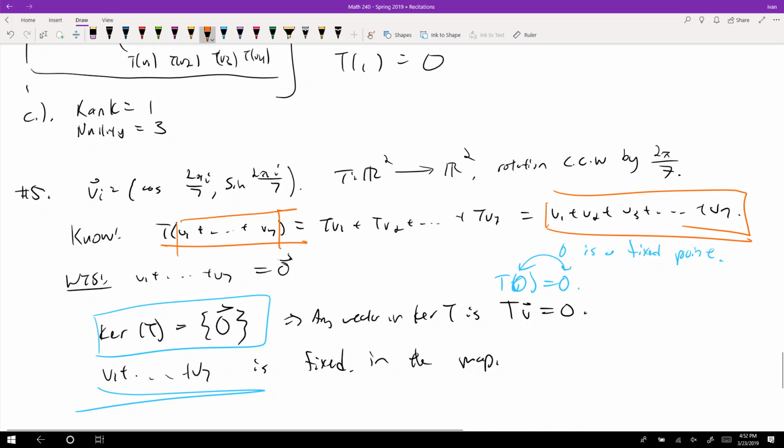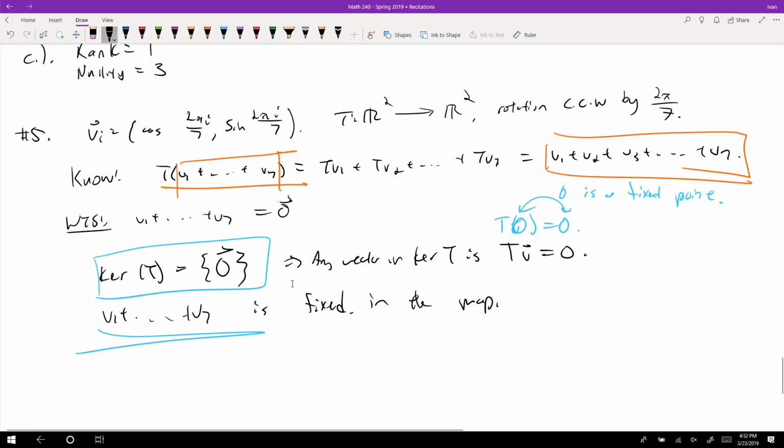The kernel of T is trivial, so 0 is a fixed point. Since v1 plus v7 is a fixed point and 0 is a fixed point, v1 plus v7 is equal to 0 since we know that they're both fixed points. And why isn't there another fixed point in the map? Why aren't there other fixed points in the map of rotation?